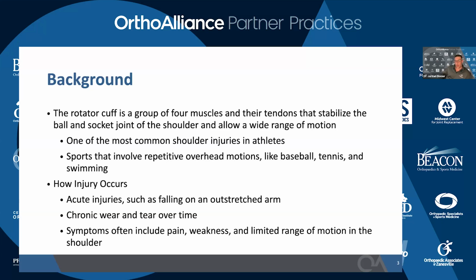So how does the injury occur? There's several different mechanisms. Acute injuries are typically more traumatic, and that's falling on an outstretched hand or falling directly onto the shoulder itself. The more common type of rotator cuff tear that I see in my practice is more chronic wear and tear over time. I refer to this as a degenerative rotator cuff tear.